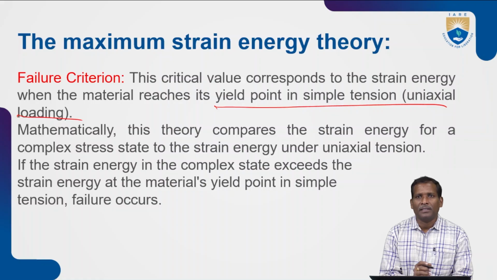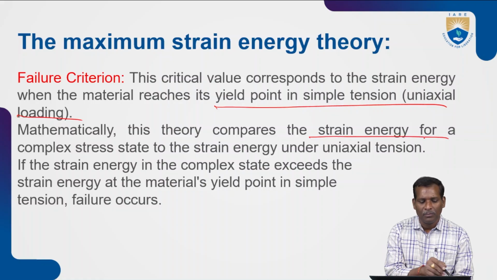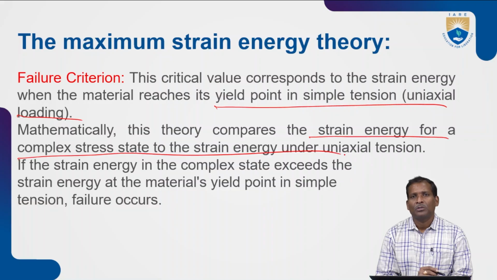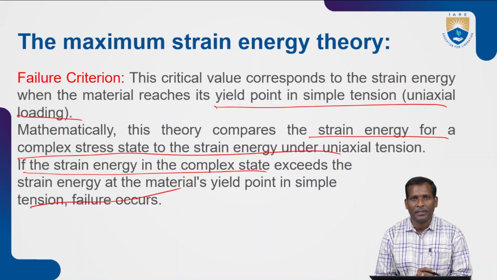So mathematically, this theory compares the strain energy for a complex state to the strain energy under uniaxial tension. If the strain energy in the complex state exceeds the strain energy at the material's yield point in simple tension, failure occurs. So that is the failure criterion of the strain energy theory.